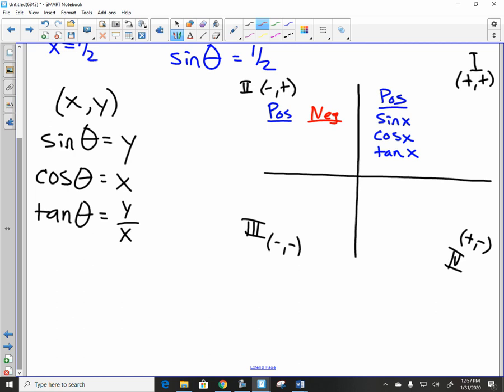Is sine positive or negative in the second quadrant? Why is it positive? Sine is positive. Why is it? Because sine is the y value, and you can see that y is positive. So is cosine going to be positive or negative? It's going to be negative. Cosine's negative over here. How about tangent? If tangent's y divided by x, will tangent be positive or negative? Tangent is negative.